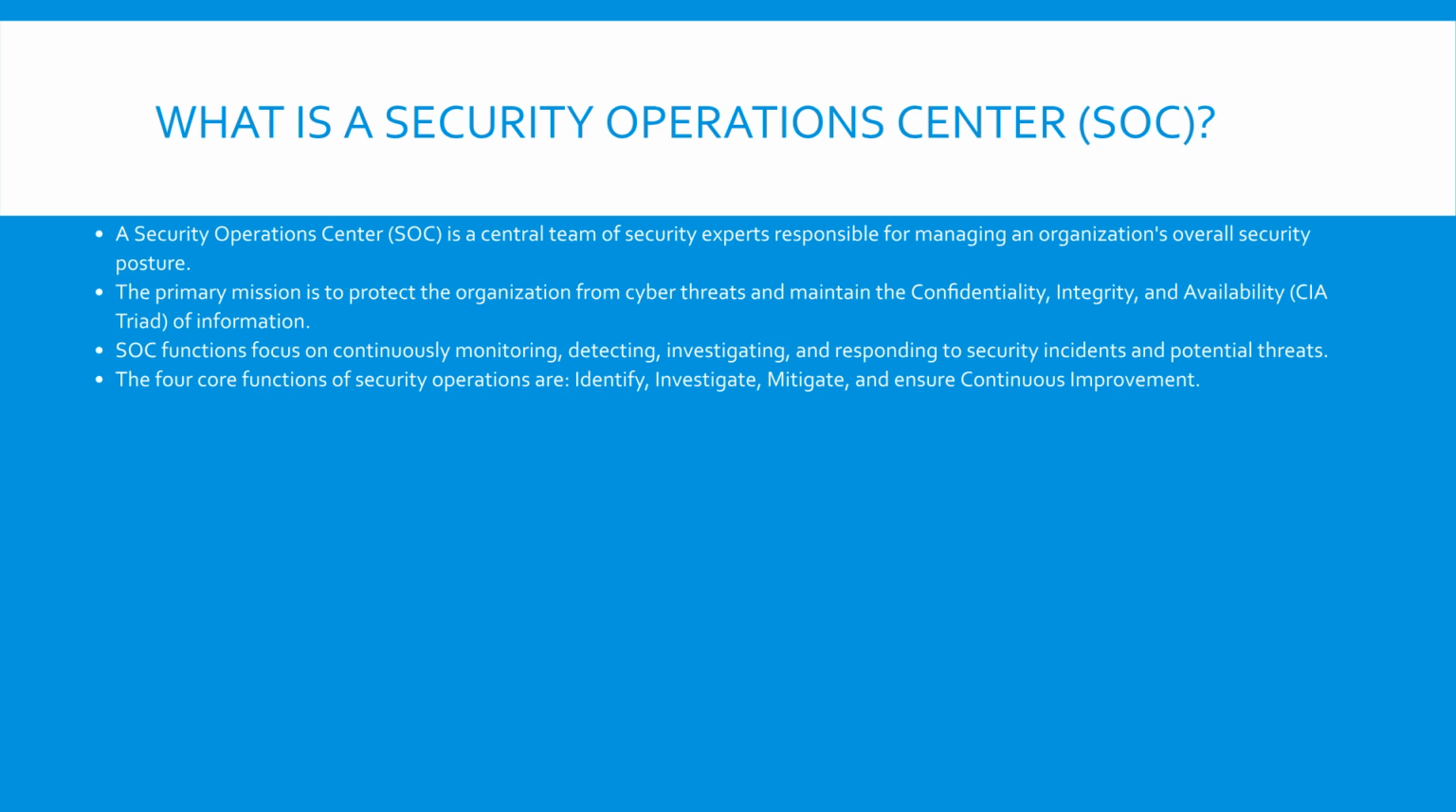A major responsibility of the SOC is continuous monitoring. They watch the network and systems around the clock, 24/7, searching for any unusual activity or potential threats. The work of the SOC is guided by four main functions. First, they identify a potential issue and open an incident. Second, they investigate the root cause and impact of that incident. Third, they mitigate the problem, meaning they recommend actions to isolate and remove the threat. Finally, the process involves continuous improvement, constantly adapting technology and procedures based on what they learn from each incident. This structured approach ensures the organization stays resilient against constantly changing threats.